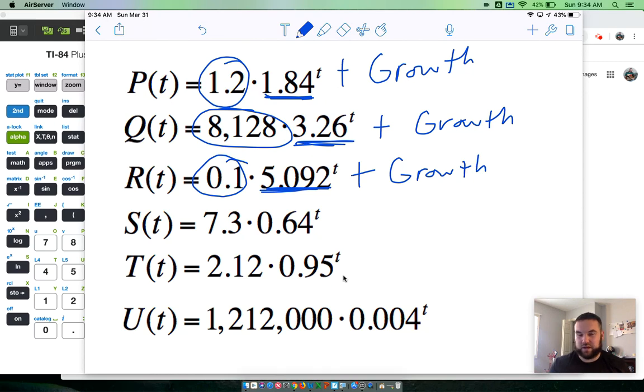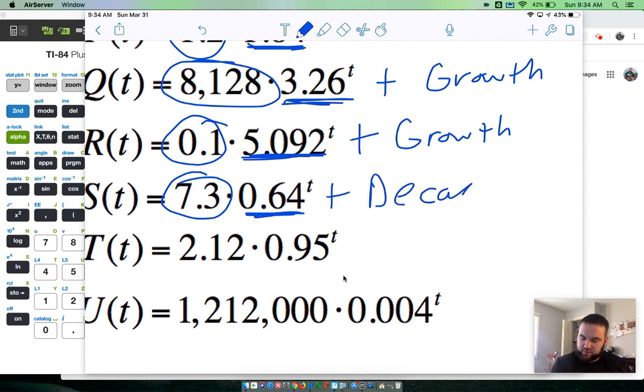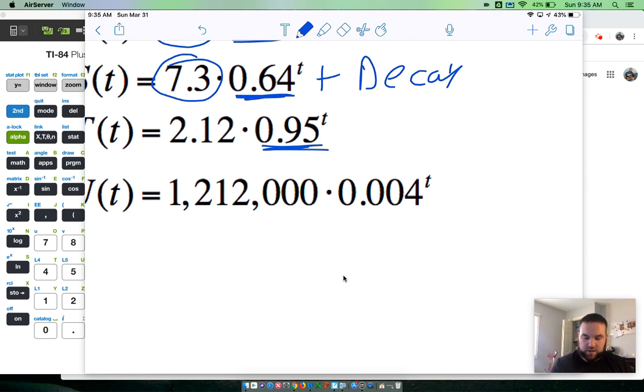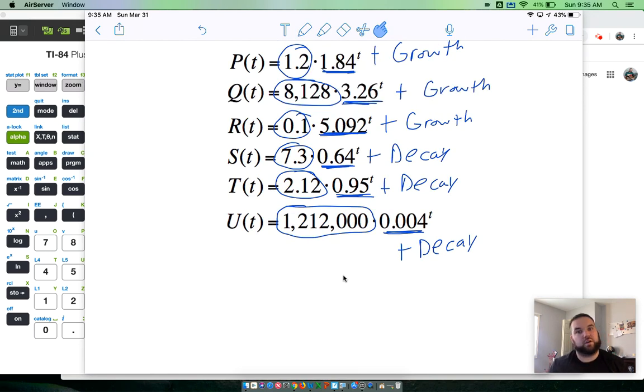Realizing now that all these are positives, I should probably throw some negatives in there. Starting at positive 7.3 and then 0.64. So there's our first example of decay. Because our decay factor is 0.64, when I multiply by 0.64, the value is going to get smaller and smaller. Here I have a decay factor of 0.95, so that is again positive decay. I shouldn't really need negative numbers. Here we're starting at 1,212,000, and our decay factor is 0.004, so that is positive decay. That number is gigantic, but it will decay very rapidly.